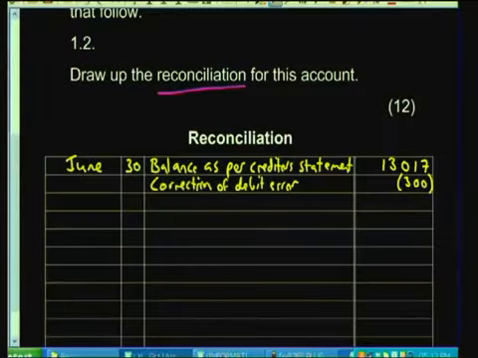Just note that if you're doing this in the two-column method, this is a correction of a debit error, so that 300 Rand would appear in the credit column of your two-column creditors reconciliation. Just going to say this once so that you remember it for this whole activity. Any number that I put in brackets, except the last number, which I'll get to at the end, would go in the credit column if we had two columns. Every number that I don't put in brackets needs to go in the debit column. Once again, except the last number, but I'll show you that when we get there.